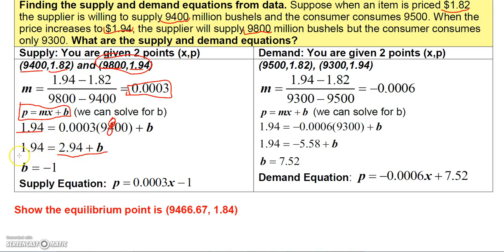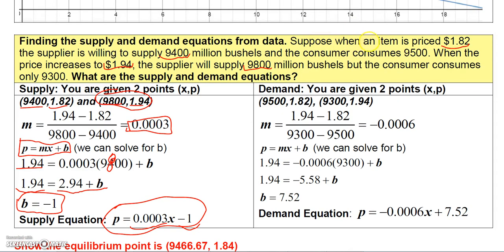So anyway, you have 1.94 equals 2.94 plus b, and if you subtract 2.94 from both sides, you get b equals -1. Well, now that we know the slope 0.003 and we know the b value -1, we can give the supply equation as p equals 0.003x minus 1.